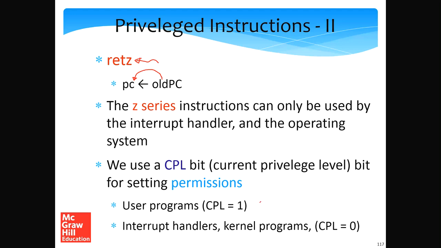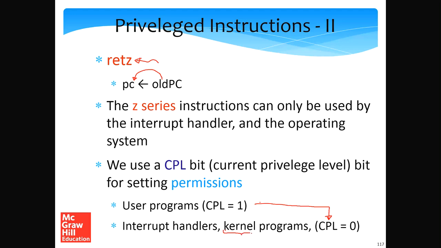However, once an interrupt or exception handler comes, the CPL bit will automatically change from 1 to 0. Then our interrupt handlers and kernel programs will be able to access all the special registers as well as special instructions.